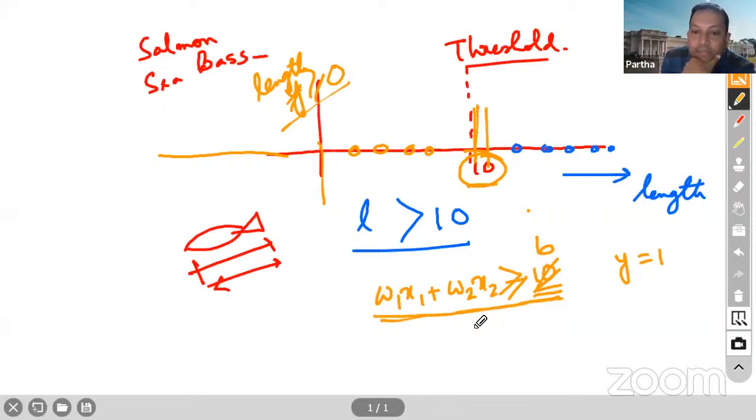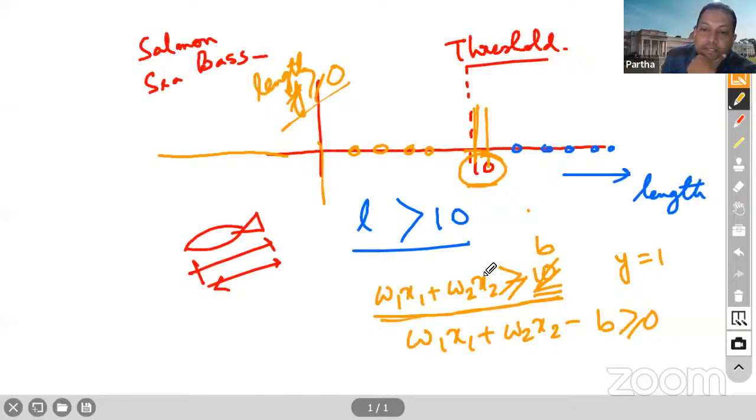So this equation can be rewritten in this formula: w1 x1 plus w2 x2 minus B greater than or equal to 0. Simple. I have just written B on the left side. So the outcome means I'm just comparing with 0. Whatever total sum I had, I am just subtracting B from it, so that now I only check whether the outcome is positive or negative. If positive, then y equals 1, otherwise it is 0. Same thing I'm doing, right? Is it okay?